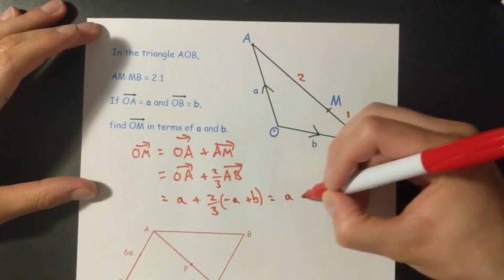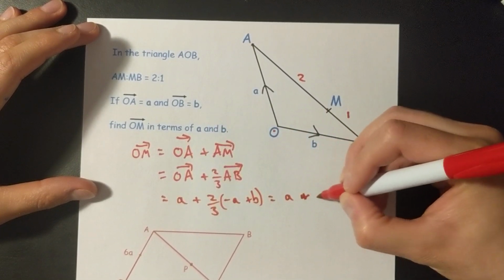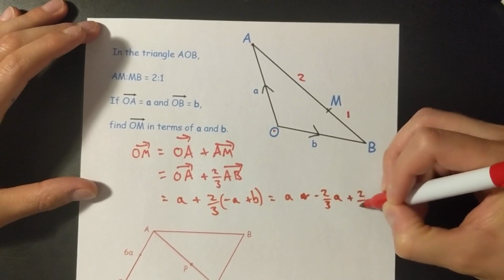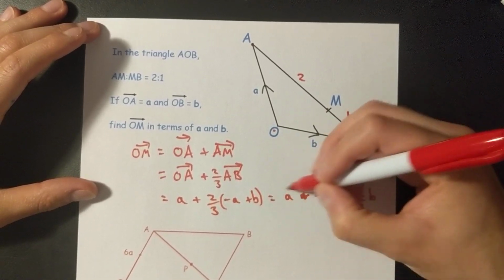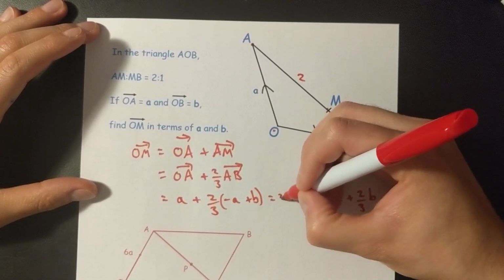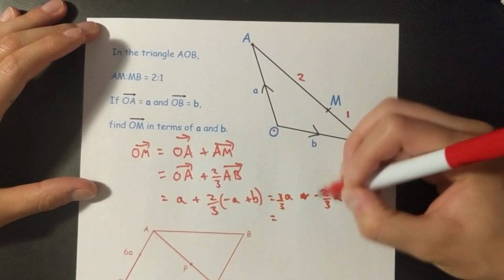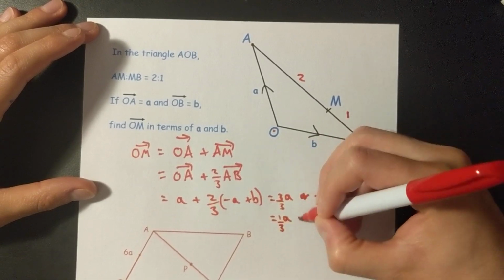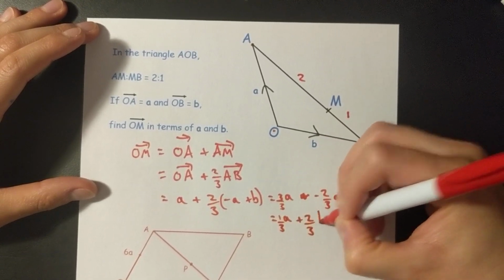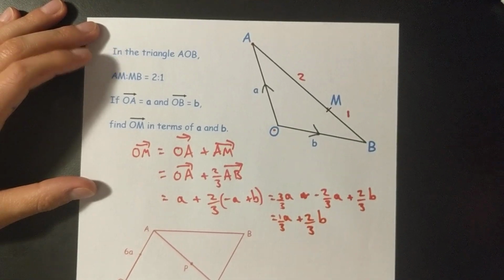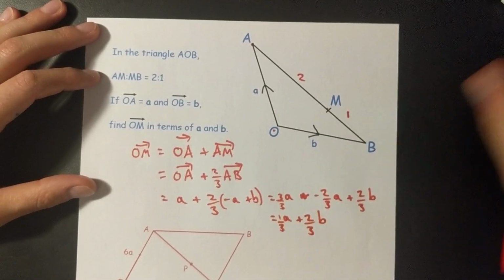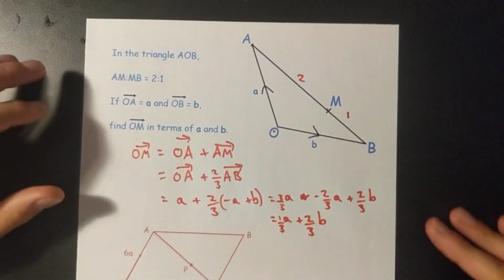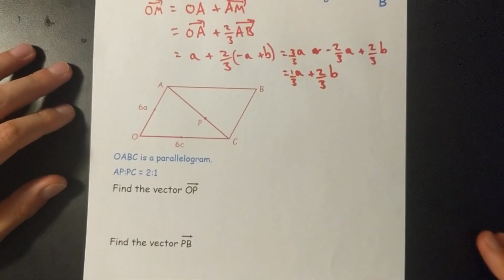So let's expand that out. I've got a, take away 2/3 of a, plus 2/3 of b. If I have a, and I take away 2/3 of a, well, that's 3/3 of a, take away 2/3 of a, I've got 1/3 a, plus 2/3 b. That's a GCSE question. It's all the stuff that we've done before. You just need to know what all of those parts are going to look like yourself.